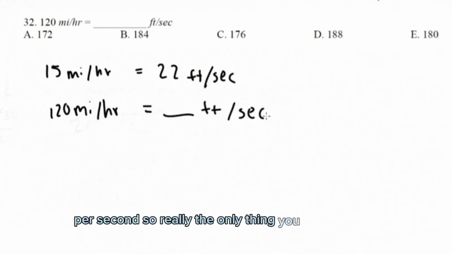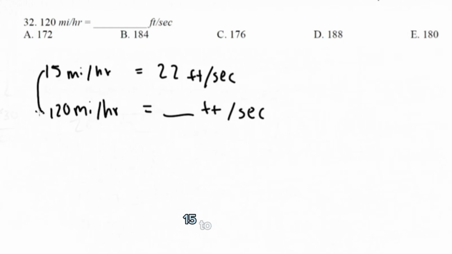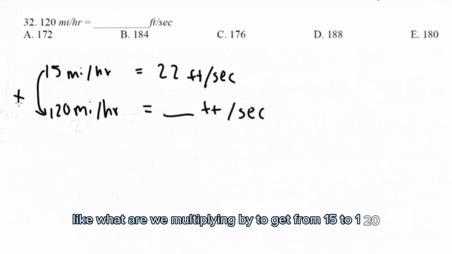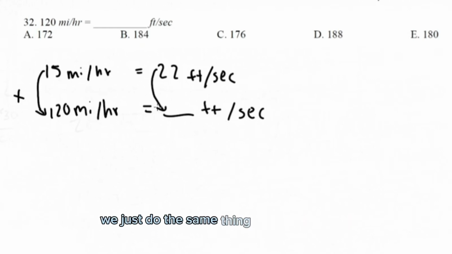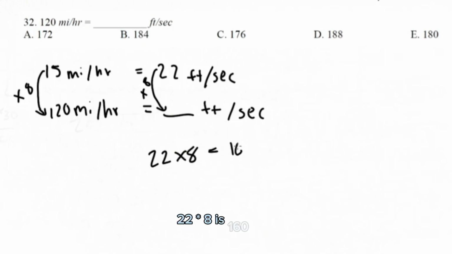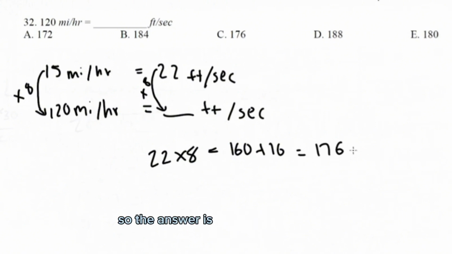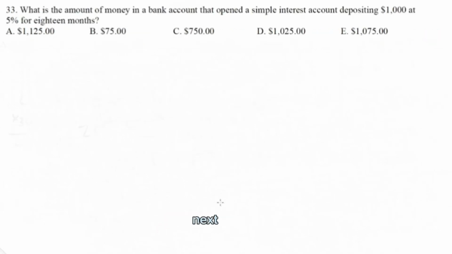So really, the only thing we have to do is, you see from here 15 to here 120, what is the factor? Like, what are we multiplying by to get from 15 to 120? Once we find that, we just do the same thing right here. Alright, so let's see. 15 to 120. Well, 15 times 8 is 120, which means we're multiplying by 8. So if we multiply this by 8 as well, we get 22 times 8. 22 times 8 is 160 plus 16, which is 176. So the answer is 176 feet per second. And that's your answer.